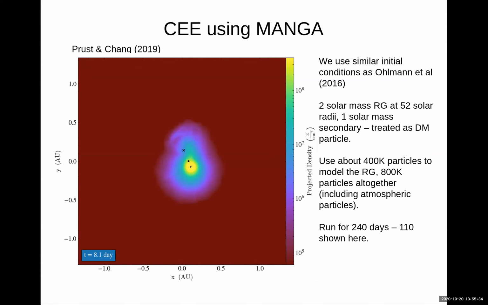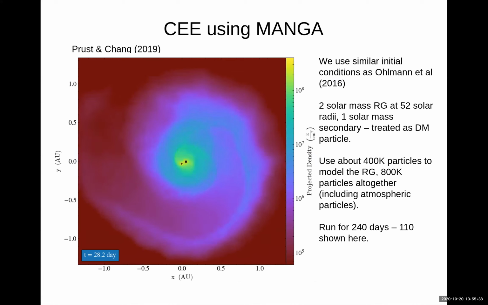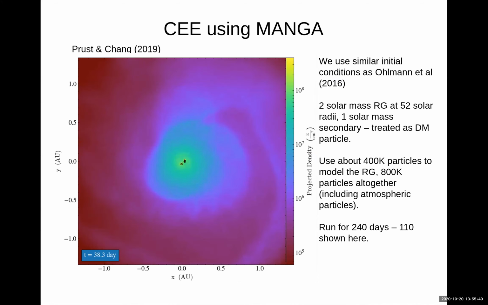Okay, so here's an example of what we've been doing with MANGA. So you have two cores which are denoted by the X and the cross, and then the big star is the center of mass of the system. And what happens is that we start out with a red giant star with 52 solar radii and a 1 solar mass secondary, right? So we treat it as a dark matter particle.